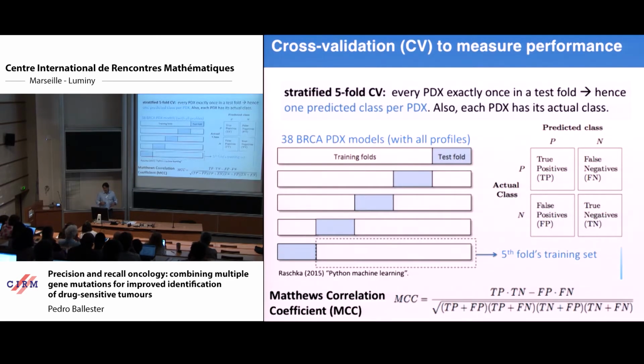In terms of the validation, what we have done is fairly standard, so it's cross-validation to measure performance. You're probably familiar with this, but essentially it's a stratified k-fold cross-validation. Every PDX is exactly once in a test fold, so there is one predicted class per PDX. Any PDX has its actual class, so we can get the number of true positives, false negatives, etc., and then summarize this confusion matrix into a number, which is the MCC.